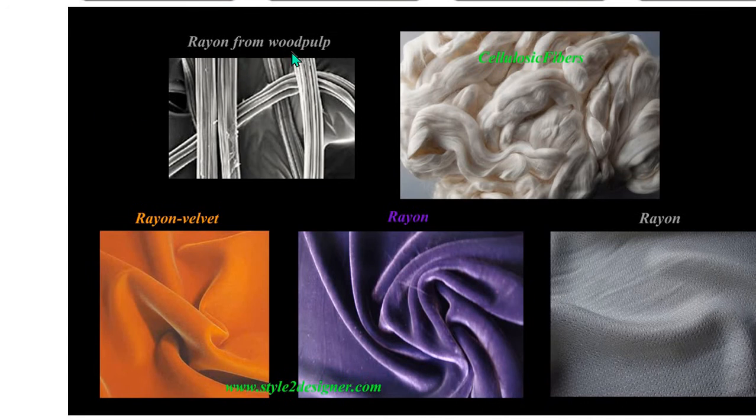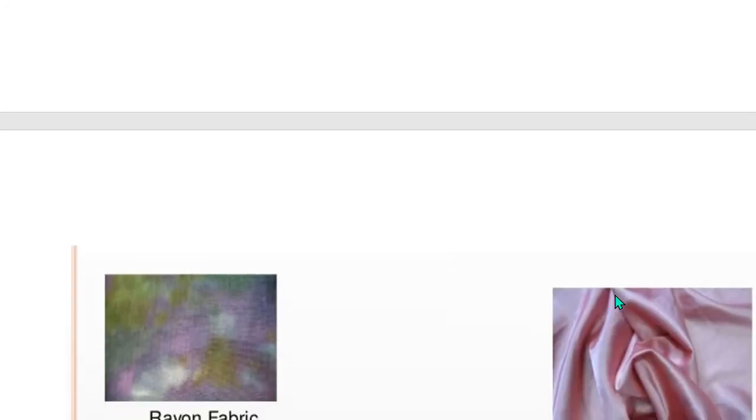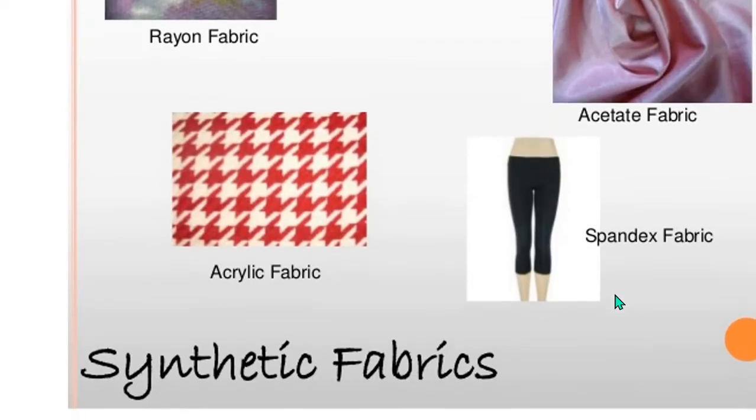And this is rayon, whose fibers are collected from wood pulp, and this is a naturally occurring cellulose fiber which is spun, and then fiber is made from this cellulose fiber. And these are the types of rayon, velvet and rayon. This one is shiny and this one is not that shiny. So there are also differences between the fibers, some of which are synthetic fibers.